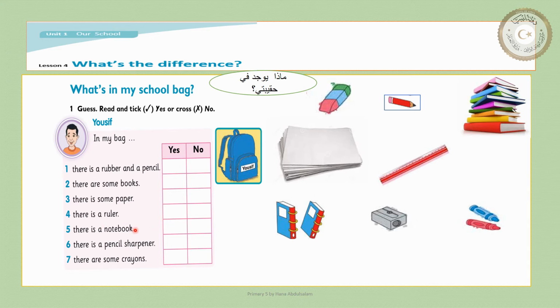Yes. Okay. There is a notebook. Yes. There is a pencil sharpener. Yes. Okay. There are some crayons. No. Okay. Let us check. Now we go to Lena's bag.